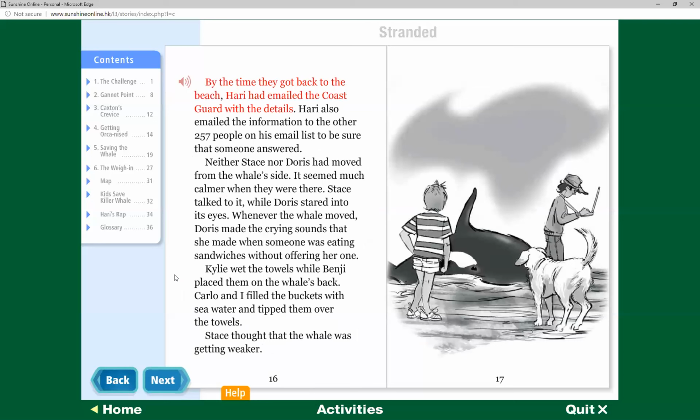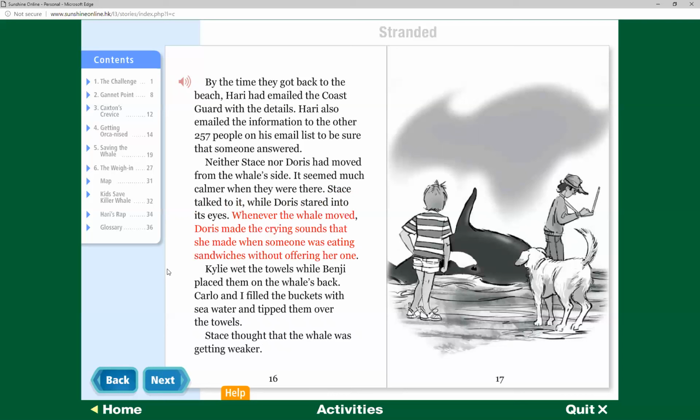By the time they got back to the beach, Harry had emailed the Coast Guard with the details. Harry also emailed the information to the other 257 people on his email list, to be sure that someone answered. Neither Stace nor Doris had moved from the whale's side. It seemed much calmer when they were there. Stace talked to it, while Doris stared into its eyes.